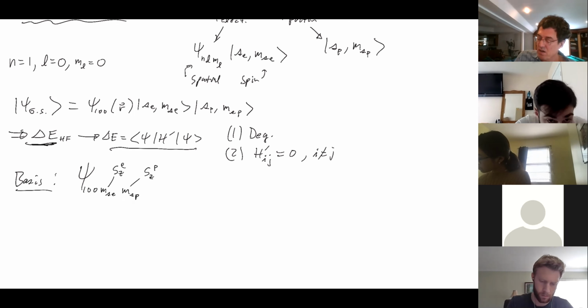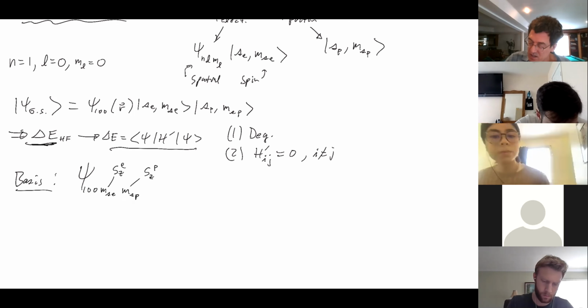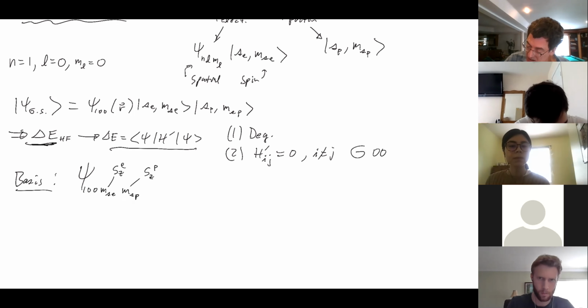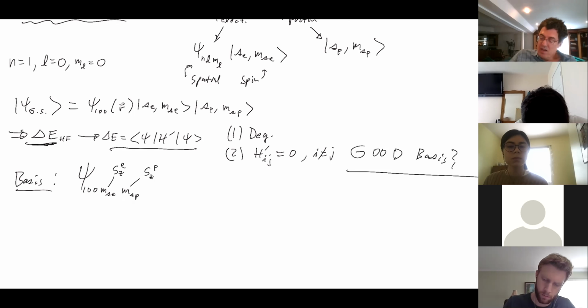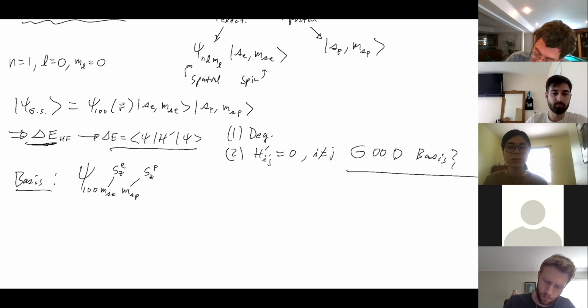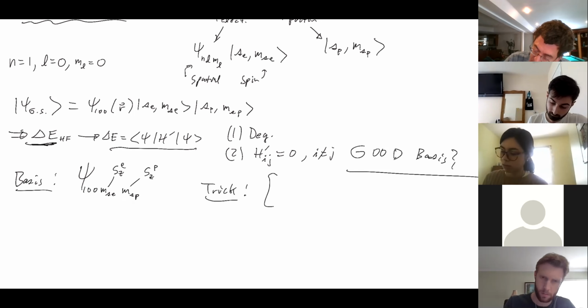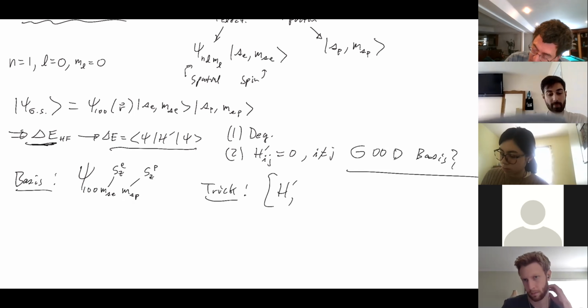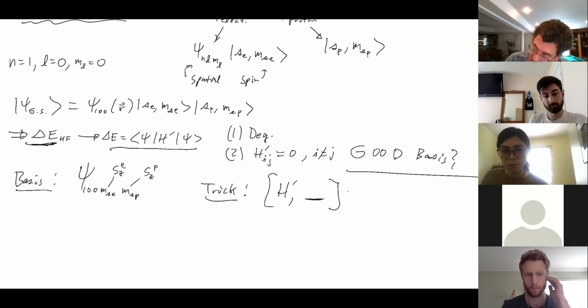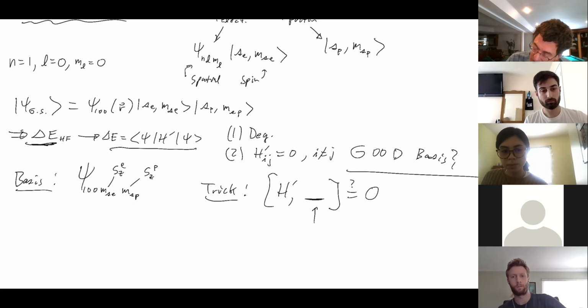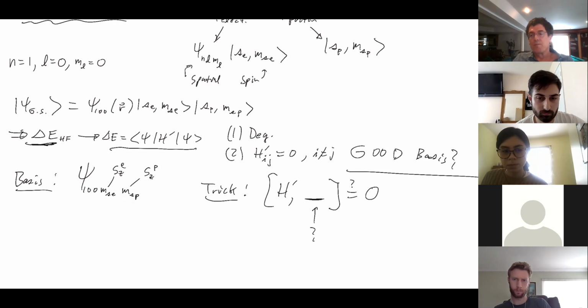And so we have to ask ourselves, is it a good basis? Is this a good basis? And so to see if it's a good basis, we're going to use our trick, the math trick. We're going to look at the commutator of the perturbation with some operators, and ask, is that equal to 0 or not? Now my question is, what operator goes there? Somebody tell me.